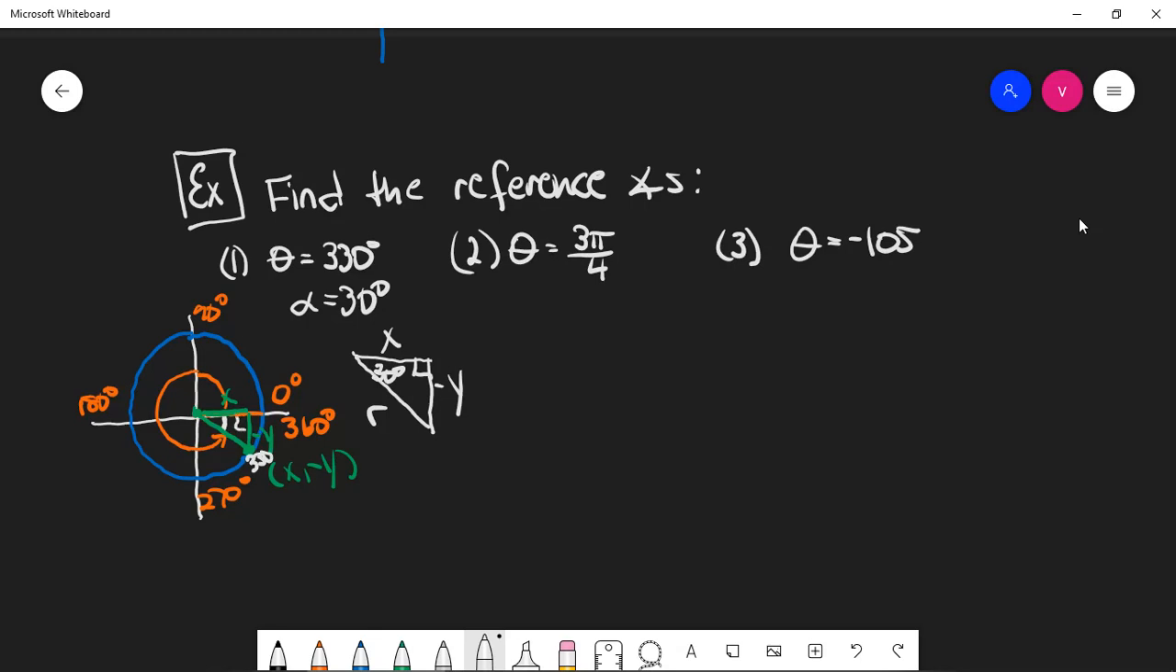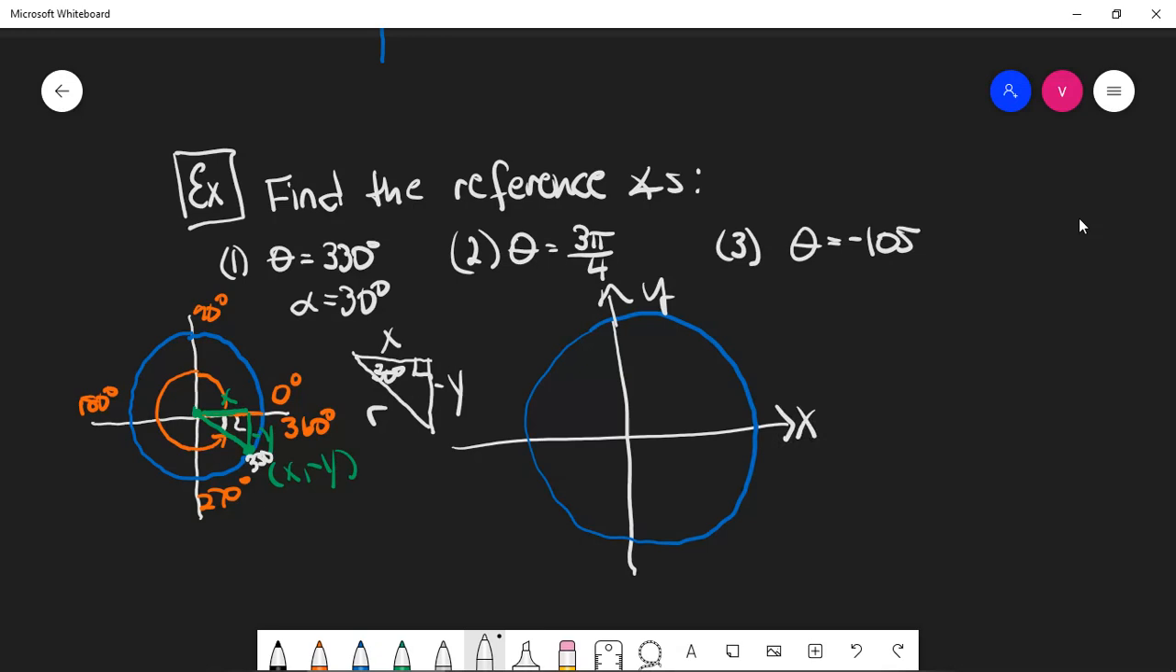Okay, let me draw a bigger one for this next one here. So let's draw another for part 2 here. Let's draw a bigger circle if we can. There's your x and your y. It's a little bit bigger. There's the y, there's the x. This is the origin right here, okay? So 3 pi over 4, this is in radians. So I've got another video talking about radians there. So we've got, this is 0 radians right here.